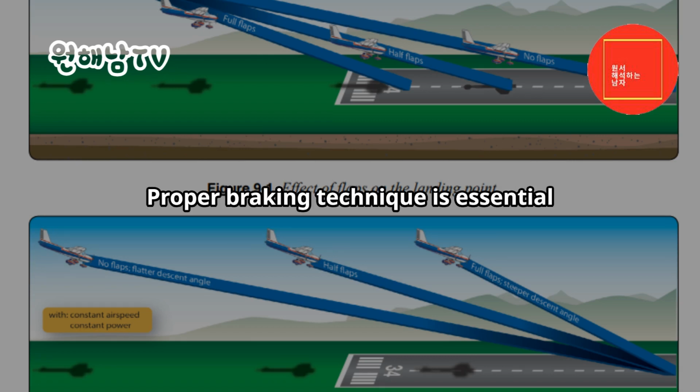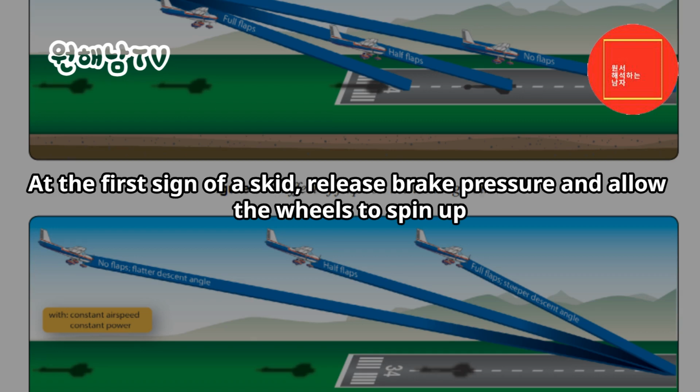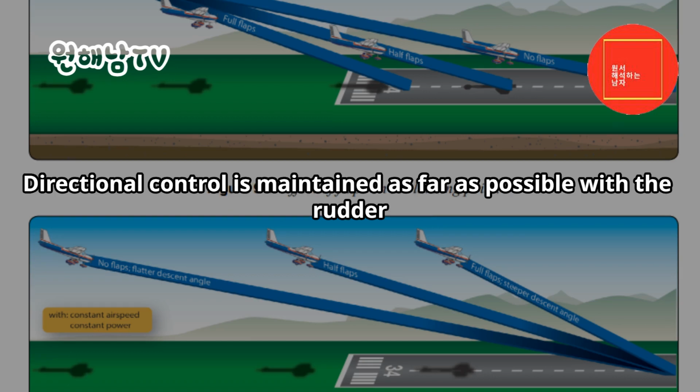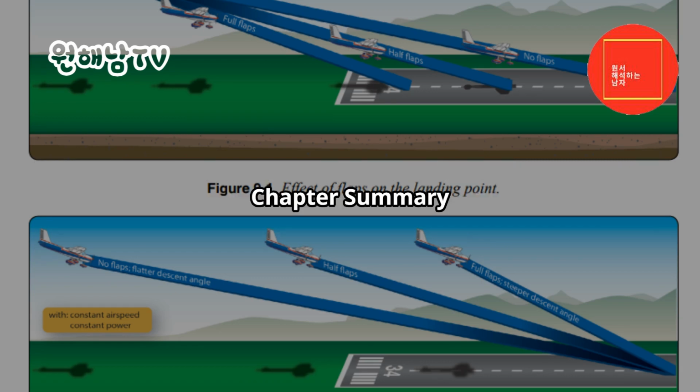Proper braking technique is essential. The brakes are applied firmly until reaching a point just short of a skid. At the first sign of a skid, release brake pressure and allow the wheels to spin up. Directional control is maintained as far as possible with the rudder. Remember that in a crosswind, if hydroplaning occurs, the crosswind causes the airplane to simultaneously weathervane into the wind, as well as slide downwind.